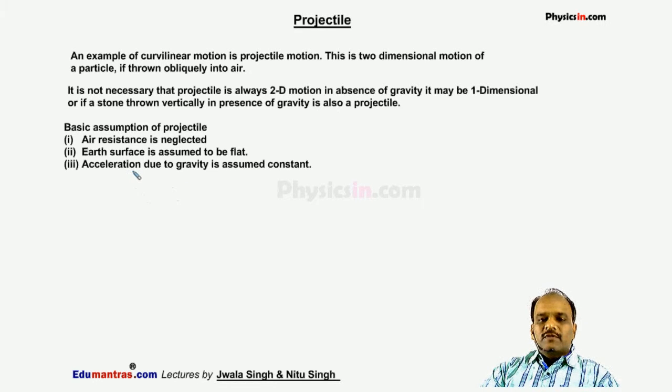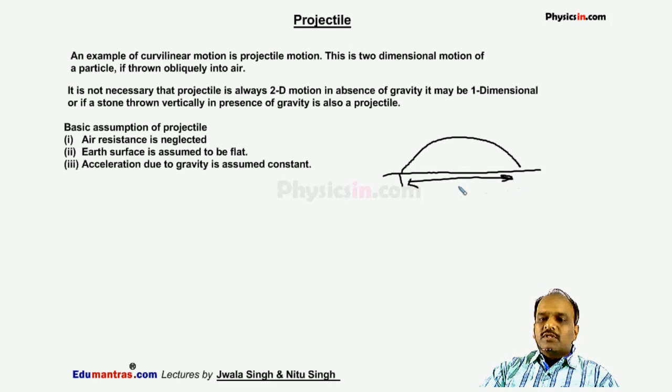Means the projectile which we are studying is for a very short range. The distance traveled by the projectile, when this is our Earth's surface, we can take it as flat. If I throw the particle, it falls at a very small distance. Suppose the distance is 100 meter, 200 meter, or this height is 100 meter or 200 meter, then only the Earth's surface is considered flat and the acceleration due to gravity is assumed to be constant. So we are studying projectile for a very short range and for a very small height. See the example of projectile.